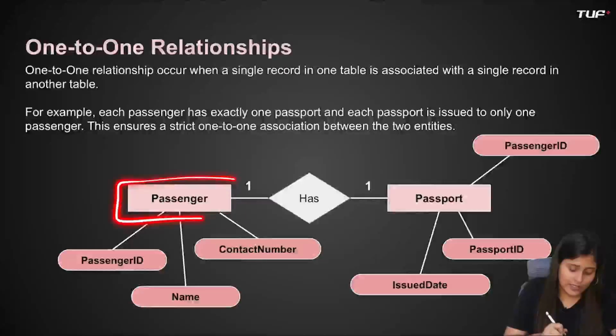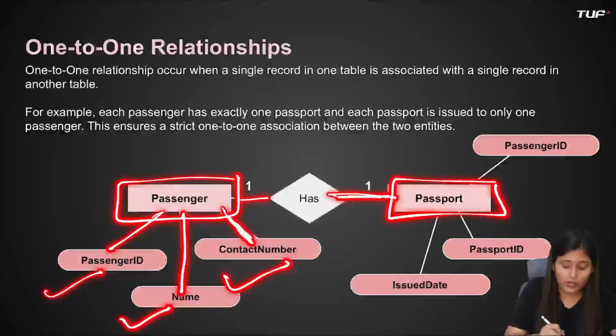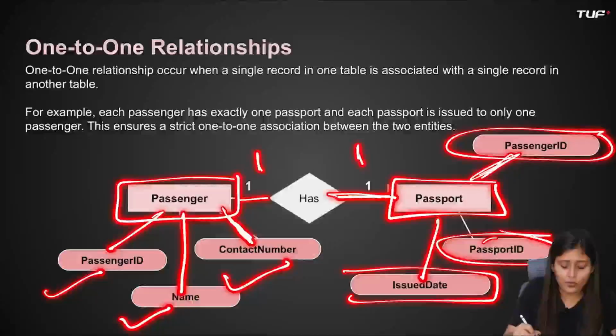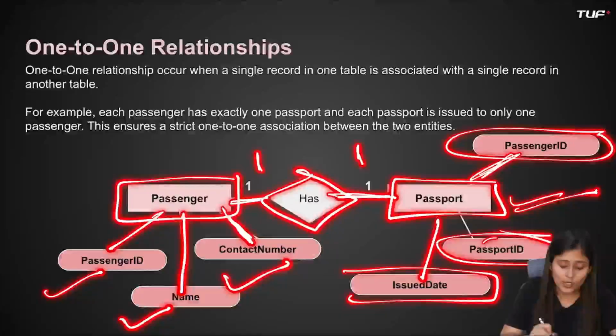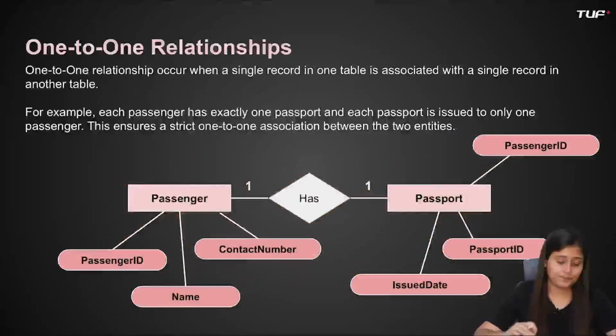Here this is a passenger entity with passenger ID, name and contact number as the attributes, and it has a one-to-one relationship with the passport, where issue date, passport ID and passenger ID are the attributes for the passport entity. This shows the one-to-one relationship between the passenger and the passport entity.